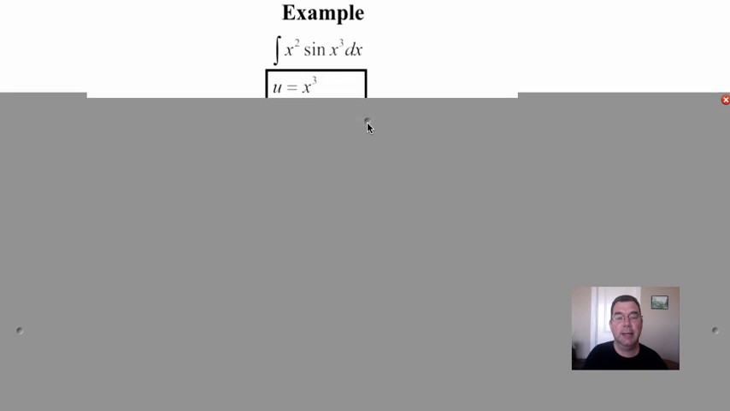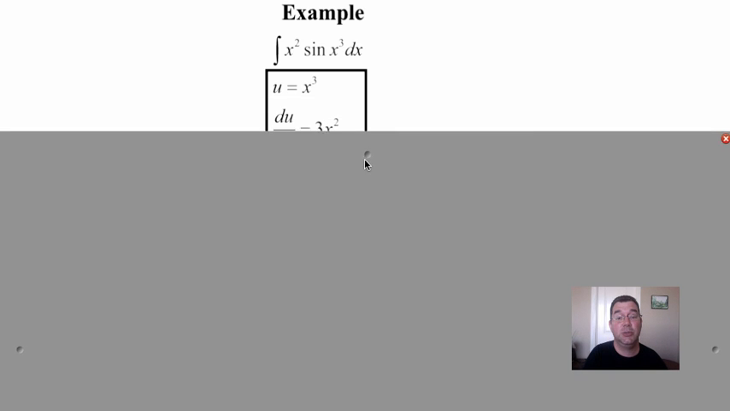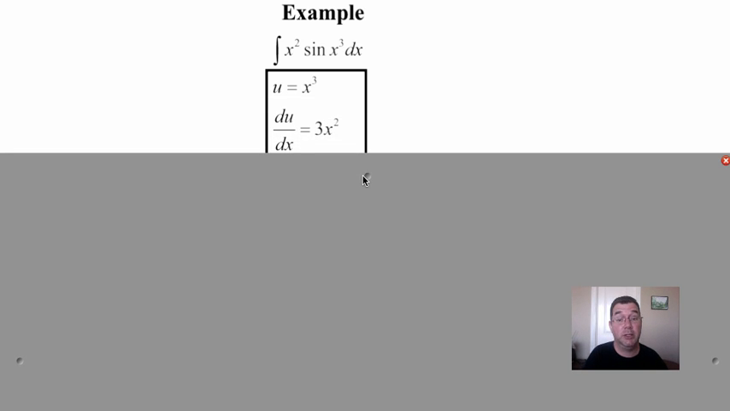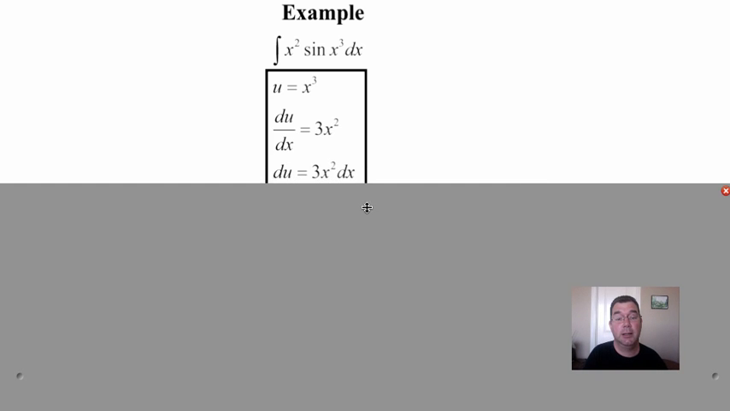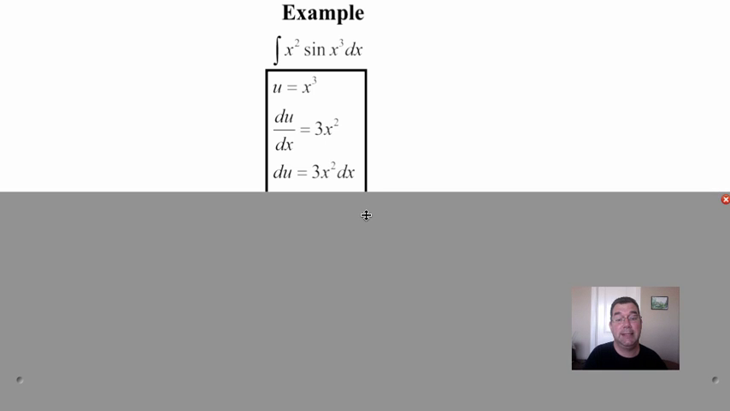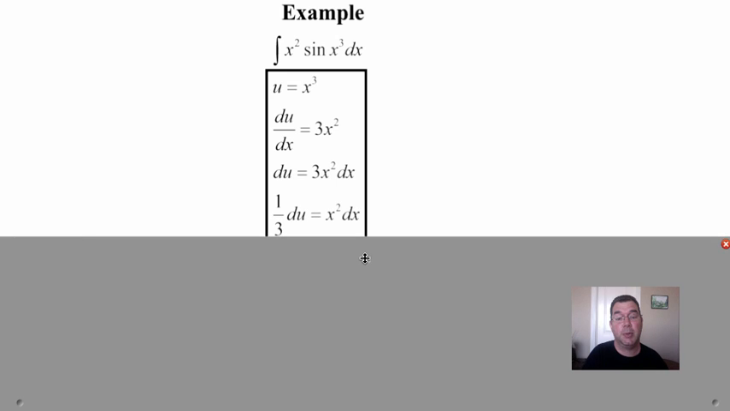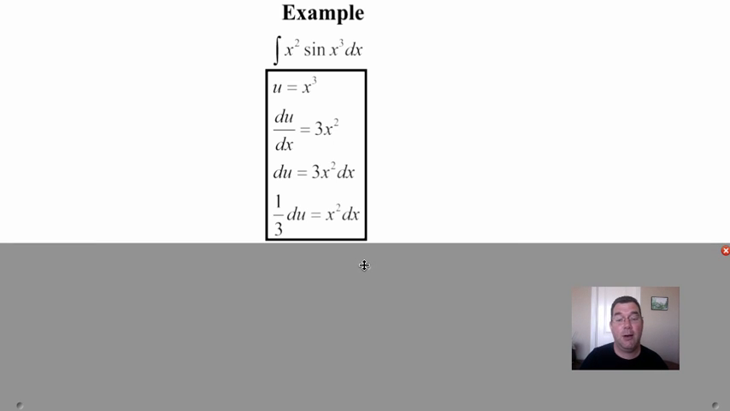So let u equal x cubed, and then to figure out the derivative of that, I'm going to say du dx is the derivative of what u was defined to be. So du dx is going to be 3x squared, and if I multiply by dx, I get that du is equal to 3x squared dx. The problem that I have is that my x squared shows up in the question, my dx shows up in the question, but that 3 does not. It's okay if a constant doesn't show up. I can simply multiply both sides by 1/3, and now I have x squared dx equaling 1/3 du.